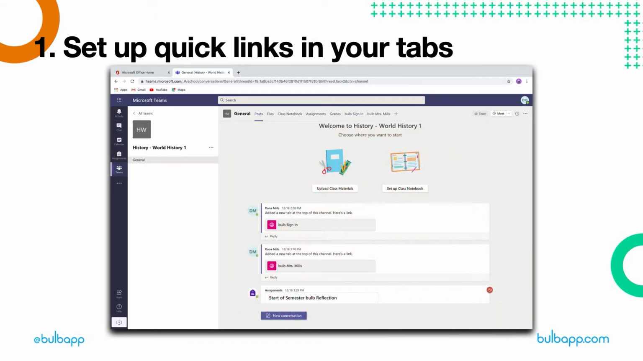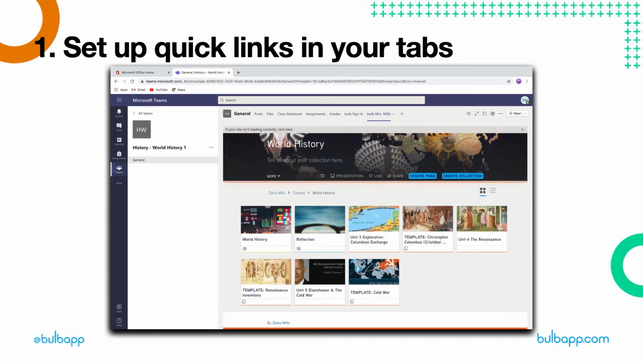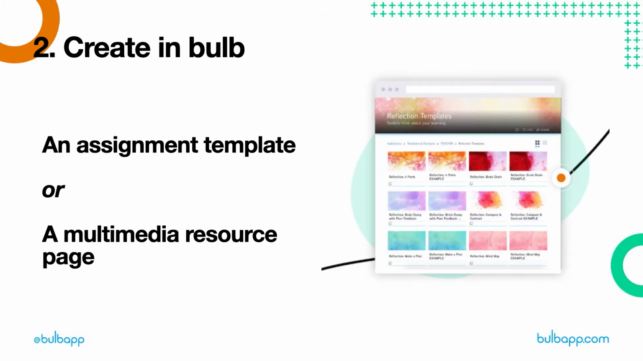You can also put a link to your portfolio profile or class collection for quick access for students, so students can easily go to the resource page or templates that you've created for the class. You are not required to set up either of these quick tabs to use Bulb with Teams.